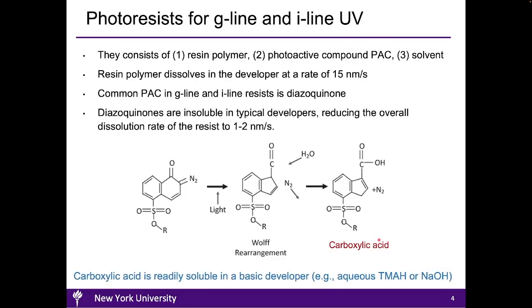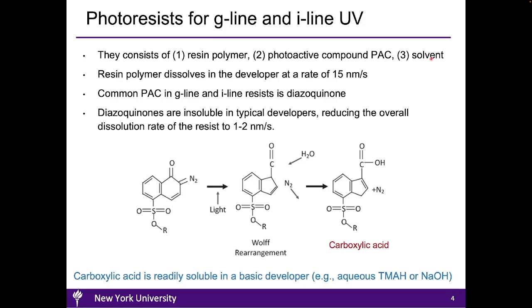Let us now delve into the typical chemical structure of photoresist. Photoresist typically consists of three main components: a resin polymer, which is the backbone of the photoresist, a photoactive compound, or PAC, which, as the name indicates, causes the change of the resist behavior upon light exposure, and a solvent, which keeps the resist in a viscous form.